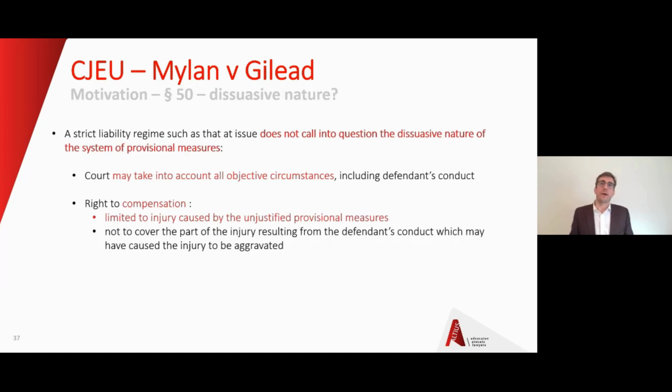And finally, a strict liability regime does not call into question the dissuasive nature of the system of provisional measures. Why? Because the court actually says the defendant will be able to obtain damages for the injury caused by these measures, but the defendant will not be able to obtain damages which exceed what was caused by these measures. So it's a counterbalance, but it has no effect where it undermines IP holders, who will not refrain from trying to obtain provisional measures, because it's just putting the defendant back into its original situation, also taking into account his or her conduct.